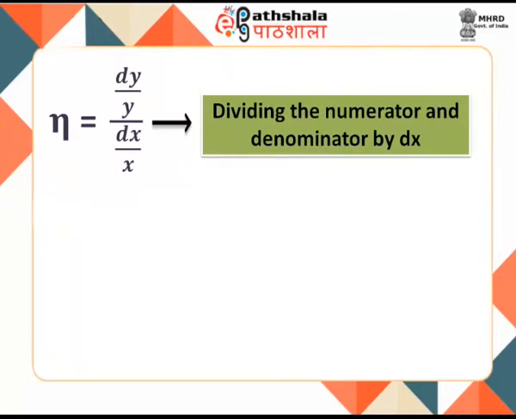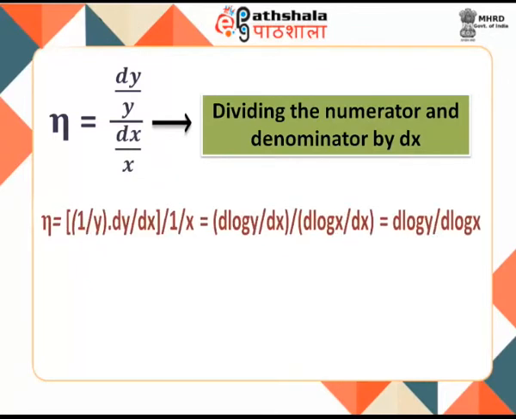Dividing the numerator and denominator by dx, we can write eta is equal to 1 by y into dy by dx divided by 1 by x, which is equal to d log y by dx divided by d log x by dx, equal to d log y by d log x. This implies that the elasticity of a function y equal to f of x can be obtained by differentiating log y with respect to log x.